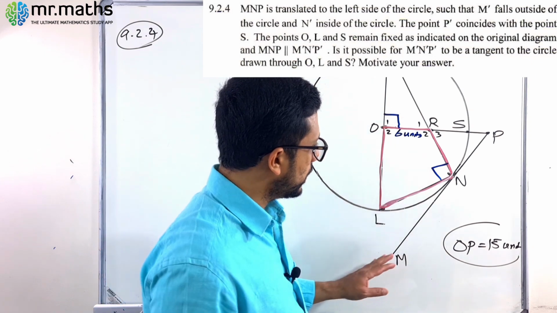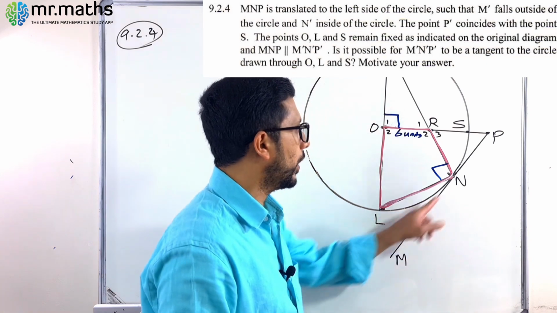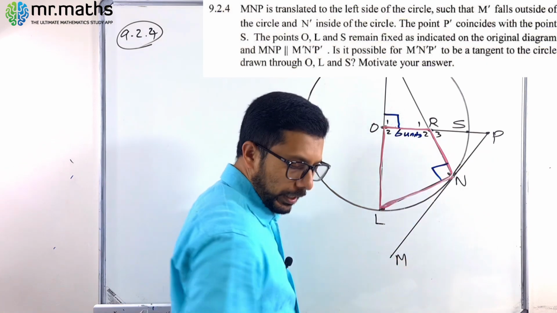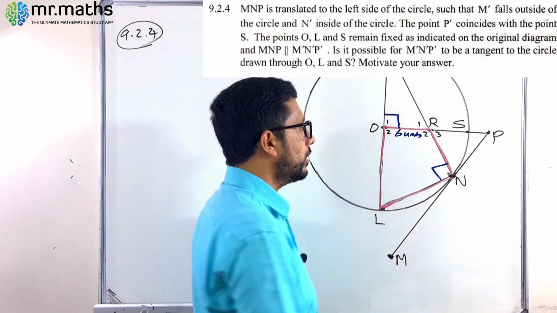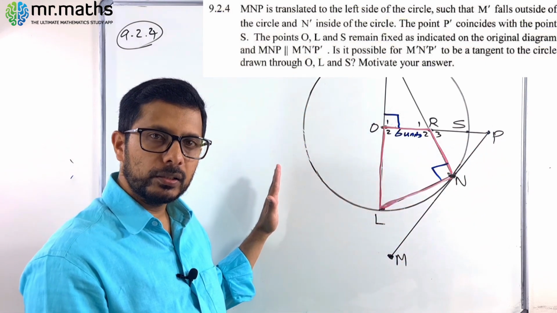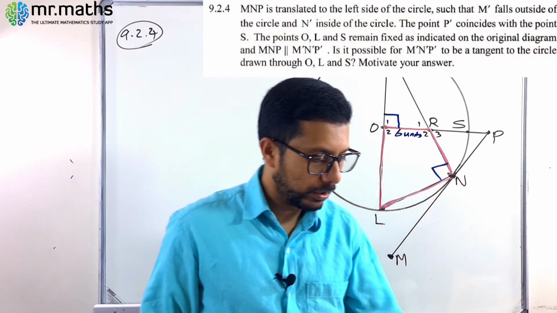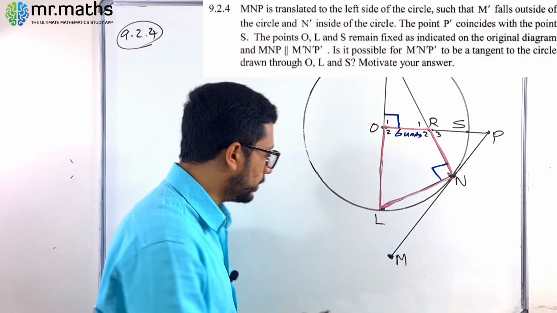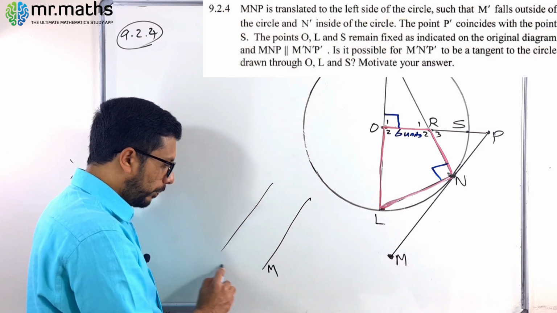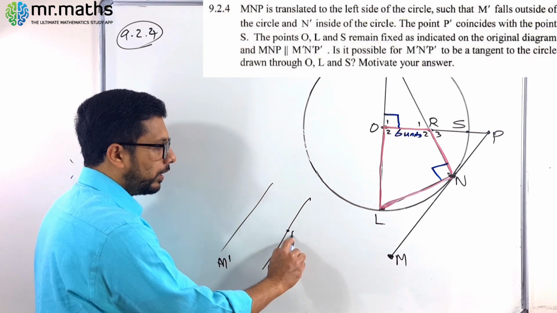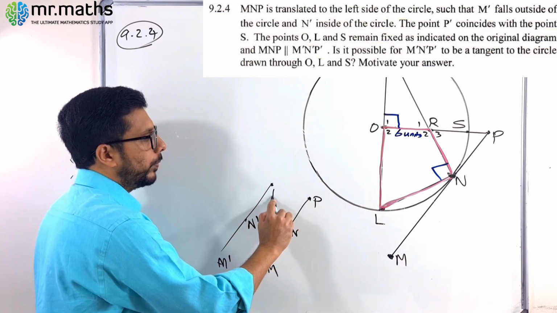Look at this one. This is the line MNP. Am I right? That tangent is called MNP. Now they are saying that this tangent is shifted to the left side, and this is the new tangent M dash N dash P dash, shifted to this side. This M is now M dash, this N is now N dash, and this P is now P dash.